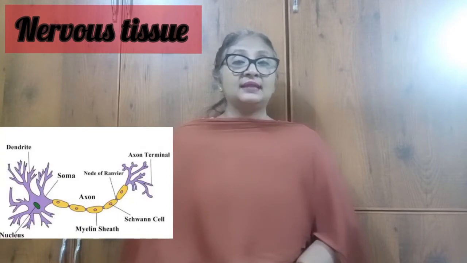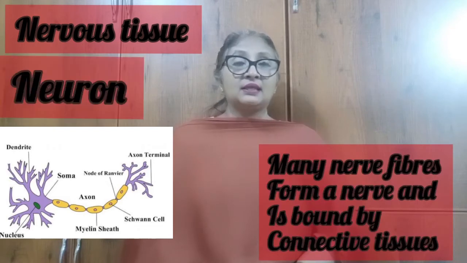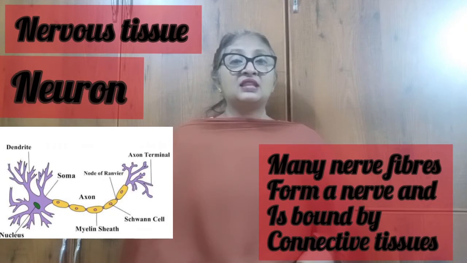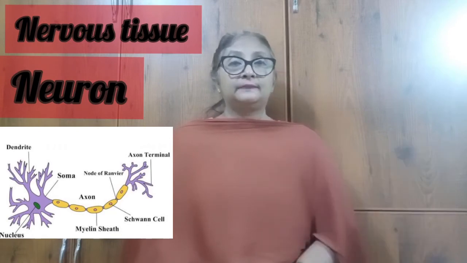Each cell of the nervous tissue is known as a neuron. Many nerve fibers together form a bundle and is known as a nerve. It is bound together by the connective tissues.